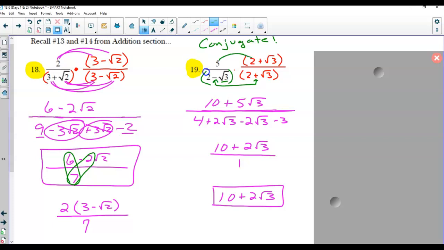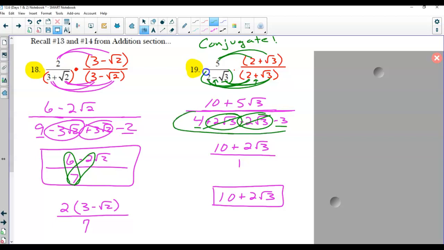And I say 5 times 2 is 10. 5 times the square root of 3 is 5 square root of 3. I can double distribute here. And when I double distribute, I collect my like terms. I get 4 minus 3 is 1. I get 2 root 3 minus 2 root 3. I see those cancel out. I wouldn't want to leave it over 1, so I rewrite it 10 over root 3.